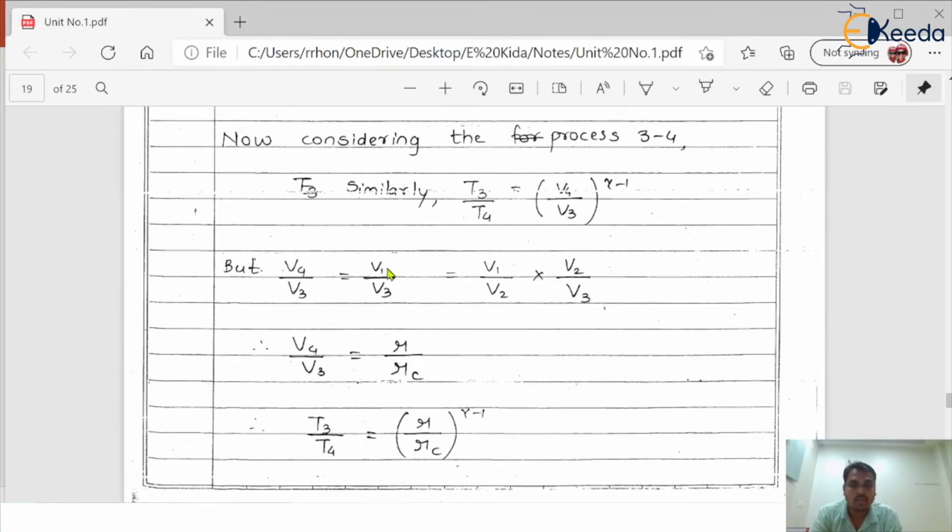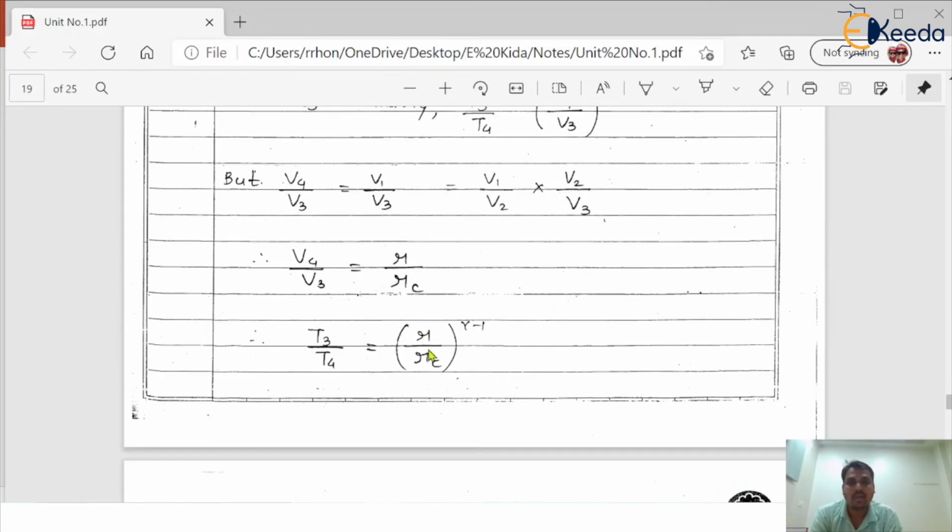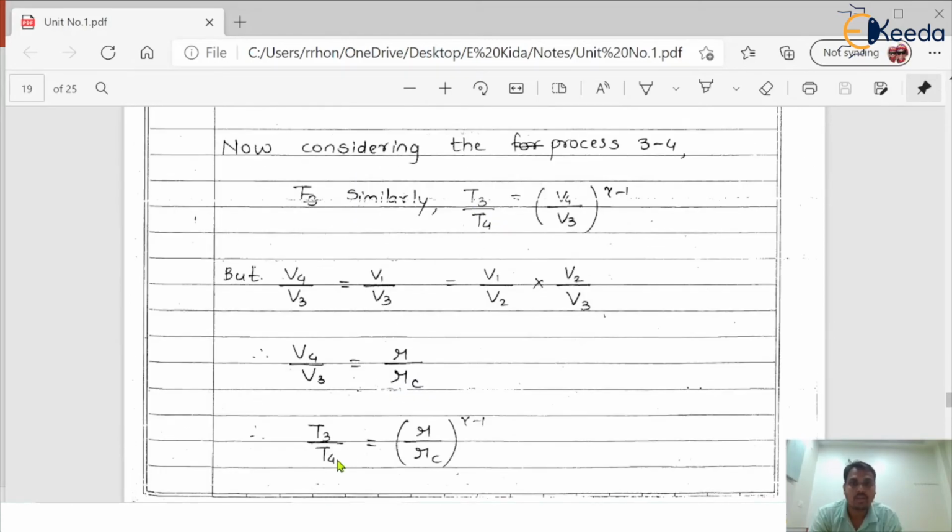V4 by V3 is nothing but V1 by V3 and that is nothing but V1 by V2 into V2 by V3. Further simplification is possible. So again V1 by V2 is nothing but R and V2 by V3 is nothing but 1 by RC. So rewrite the equations and we can write the equation for this one. V4 by V3 is nothing but R divided by RC. Put this equation in this above equation. T3 by T4 is equal to R by RC raised to gamma minus 1 as it is. We have written this equation.